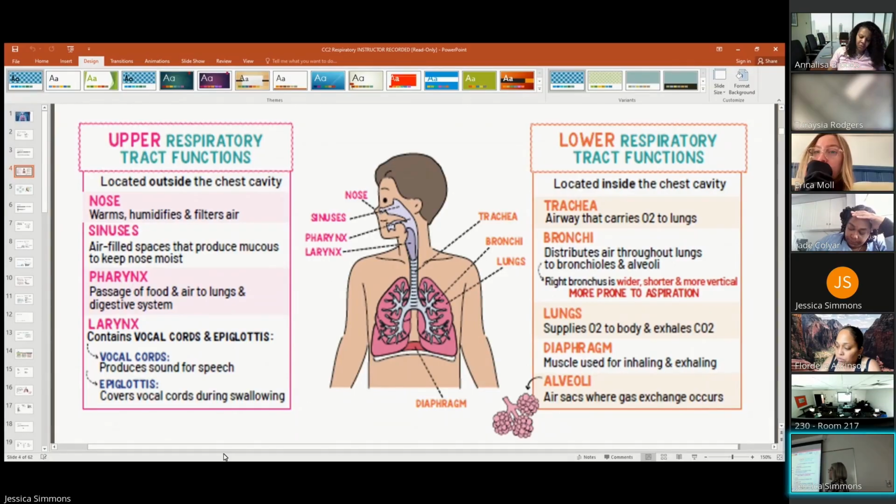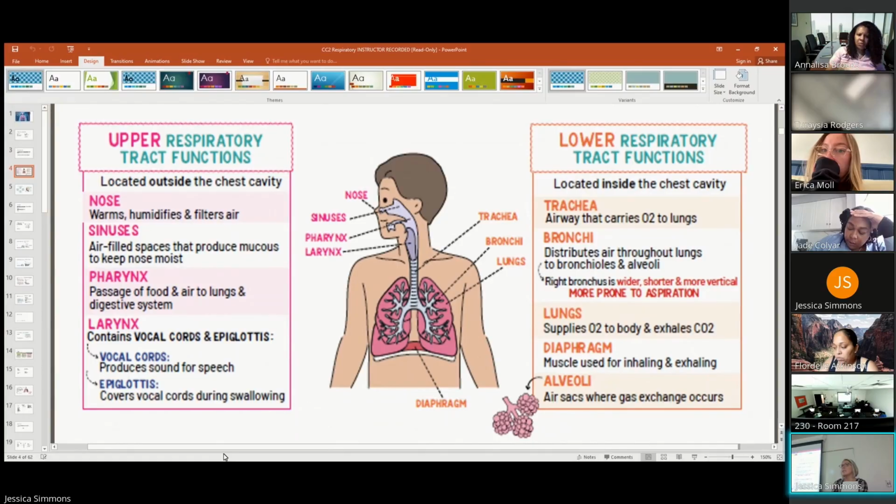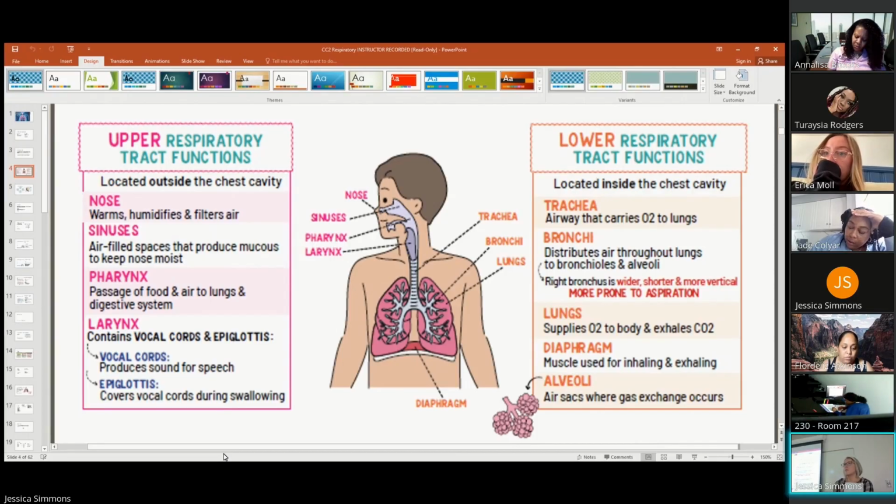Your larynx, which contains the vocal cords and epiglottis. Your vocal cords produce sound for speech, and your epiglottis covers the vocal cords during swallowing. If the epiglottis does not work, there is a huge risk for aspiration, which is why when someone has swallowing difficulties, it really means that they've lost that control, the muscular control of their epiglottis, which is not covering their airway well, and that can be a cause of aspiration. Okay.